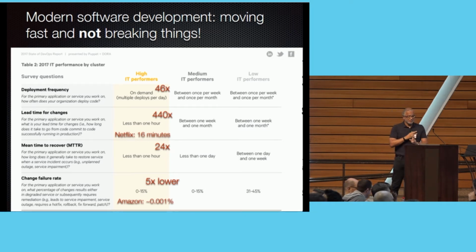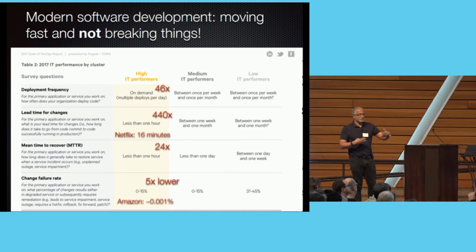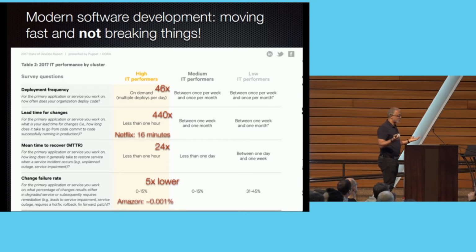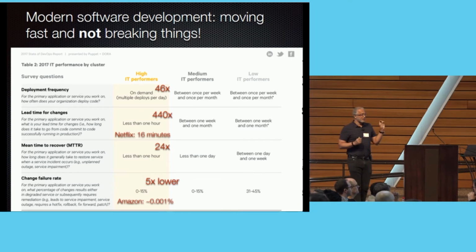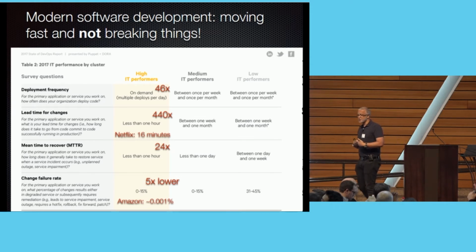Also, the lead time in a high-performing IT organization is really short as well. Under an hour. Netflix have a story about how a developer was able to commit a change, and then within 15 minutes that change was deployed into production. So these companies are moving extremely quickly. But not only that, they're actually deploying software in a much safer, more reliable way. The number of bad deployments is significantly less. And if there is a bad deployment, the time to recover from it is also significantly less.